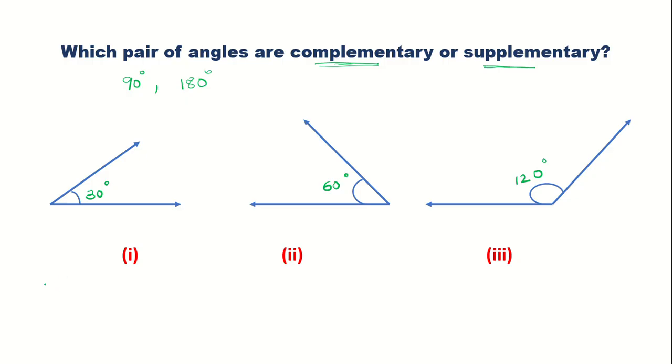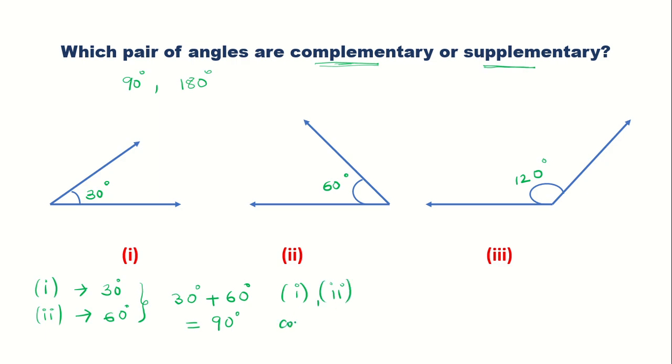So, first, we'll take the first one. It is 30 degrees. Next, we'll take the second one. It is 60 degrees. Now try to sum this up. Let's see what we will get. 30 degrees plus 60 degrees. 60 plus 30 is how much? 90 degrees. So the first and second are which angle? They are complementary angles.